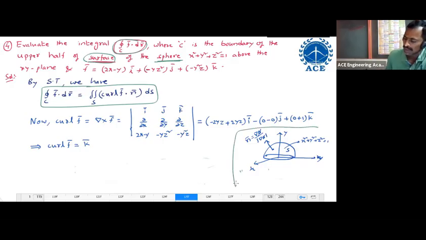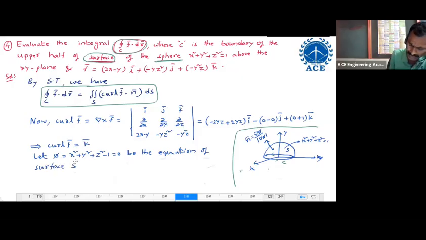This is boundary C. The line integral along this boundary is equal to the surface integral over the surface of the sphere. Let phi equal to x square plus y square plus z square minus 1 equal to 0 be the equation of the surface S. Then n bar equal to del phi by modulus of del phi.